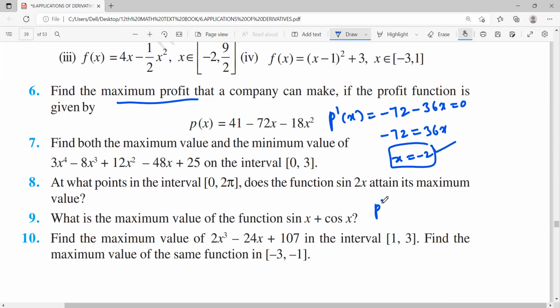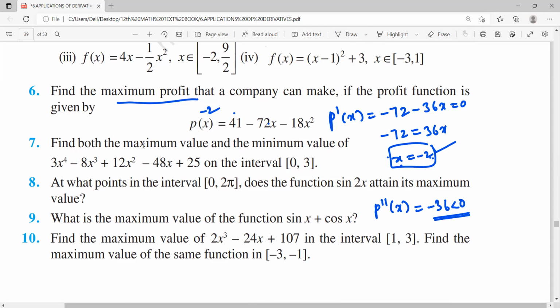How do you know it is a maximum? P double dash of x you find. What is that? 0 minus 36. Less than 0, no? That means what? Double dash less than 0 means it will have maximum. So therefore, at minus 2, it will have maximum. But how do you find its maximum profit? Substitute minus 2 here. 41 minus twice of this. Okay, you'll get it.